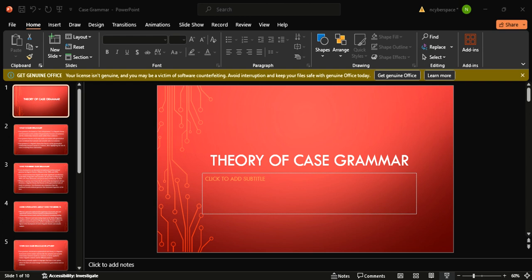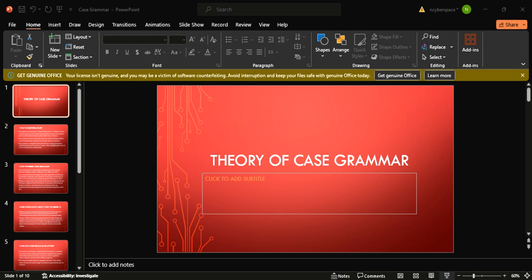So, first off, what is case grammar? Case grammar, also known as case role grammar, is a linguistic theory and framework used to analyze the grammatical structure of sentences and the relationships between words within those sentences. Case grammar focuses on the way words are marked with grammatical cases to indicate their syntactic and semantic roles in a sentence.